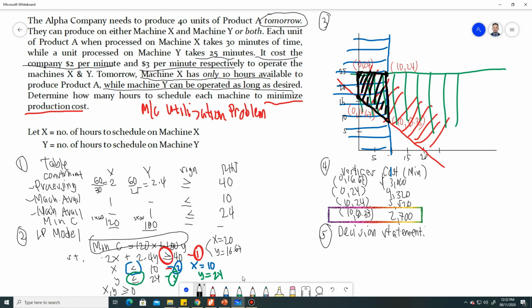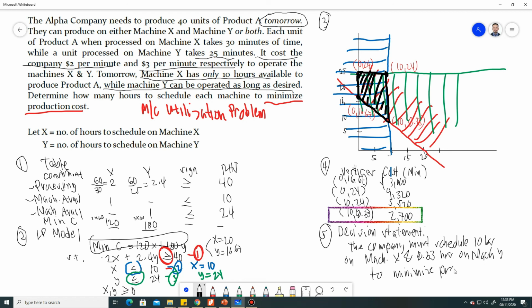And then for our decision statement, the company must schedule 10 hours on machine X and 8.33 hours on machine Y to minimize total production cost to only $2,700.